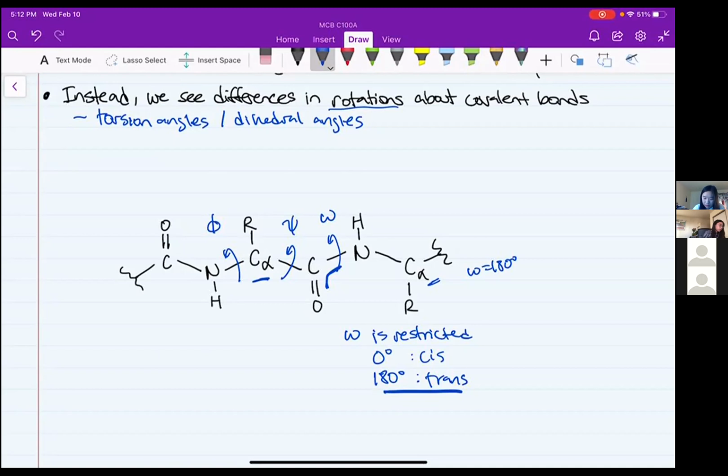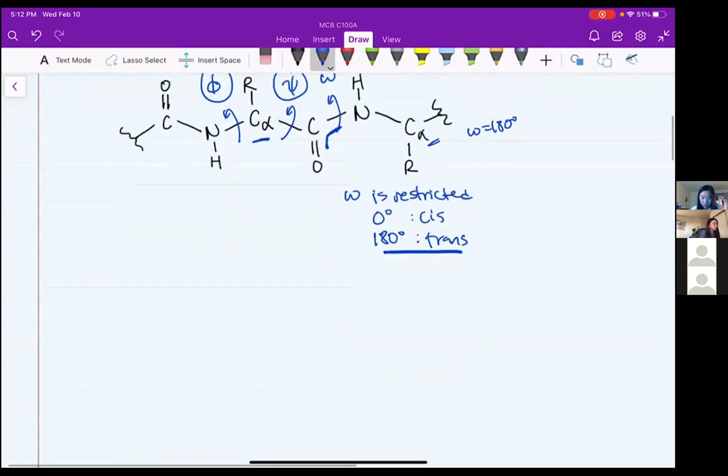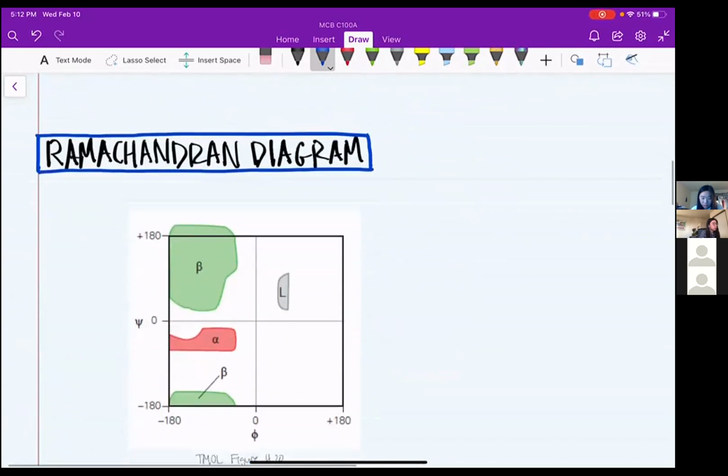And so that leaves phi and psi, and variations in phi and psi, to determine how your protein is going to fold. So phi and psi determine protein fold. And some combinations of phi and psi are going to be allowed and some aren't. And so we can visualize this with the Ramachandran diagram.